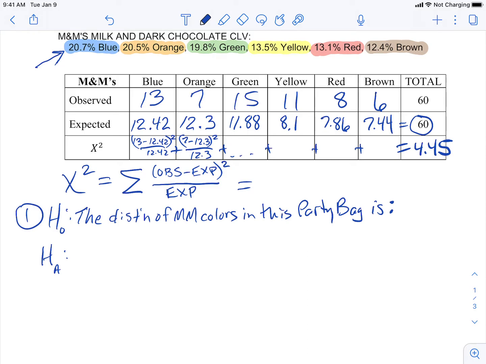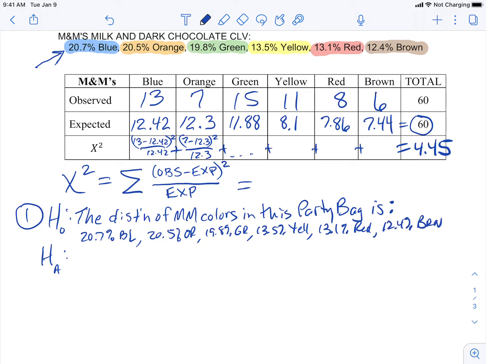So the distribution of M&M colors in this party bag is, and we just basically have to copy that down, 20.7% blue, and we can abbreviate, 20.5% orange, 19.8% green, 13.5% yellow, 13.1% red, and 12.4% brown. You do have to list them all out. That's what it says in the new curriculum guide, and so we are going to do that even though it takes a little time.